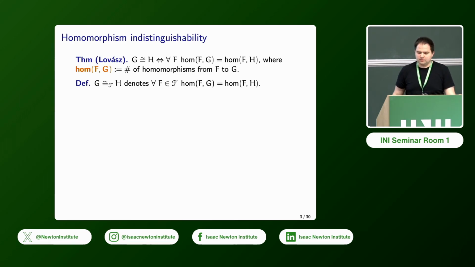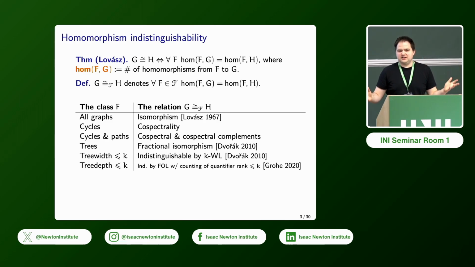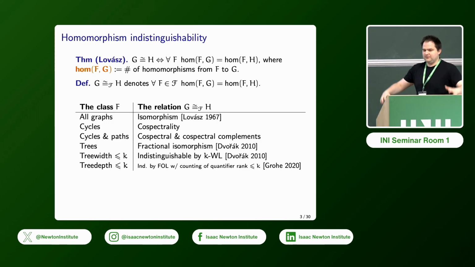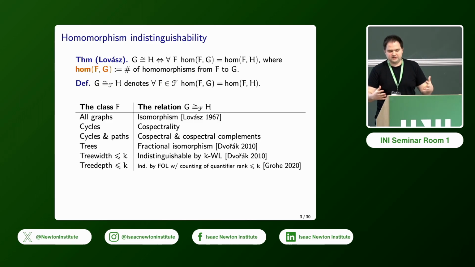More formally, two graphs are homomorphism indistinguishable with respect to some class of graphs, a calligraphic F, if for every graph from that class we have the same homomorphism counts. Now, this is a very studied problem, and here are just a few of the examples that are known. The first line is the already mentioned theorem by Lovász. If we take all graphs here, then homomorphism indistinguishability corresponds to isomorphism.